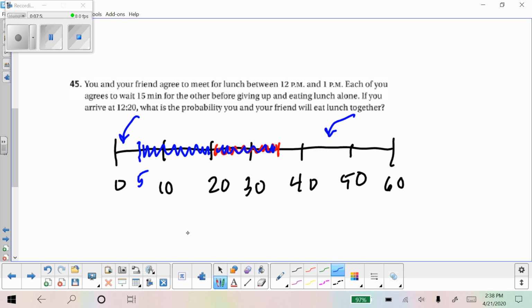So from 5 to 35 is the go zone for lunch, which is 30 out of the 60 minutes total, which is a half. All right, hope you find those helpful, and good luck on your studies.